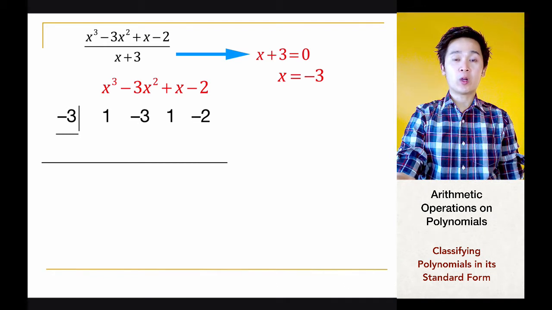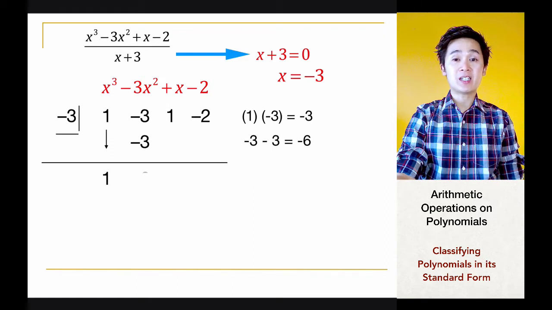Just like on the previous example, we'll bring down 1 and multiply it to our divisor. So 1 times negative 3 is equal to negative 3. And we will use negative 3 to combine to our second term. Negative 3 plus negative 3 is negative 6. And this will be our second term for our quotient. And we repeat the same steps.